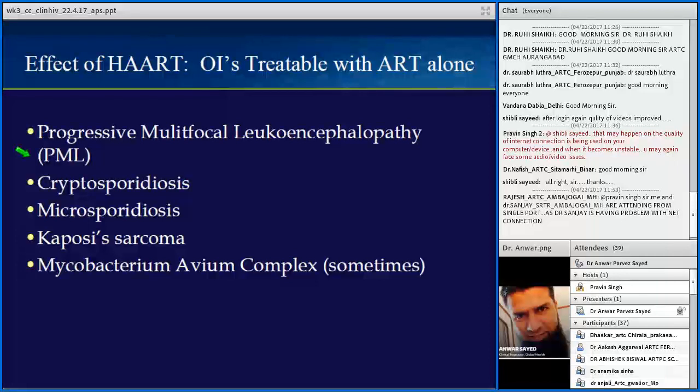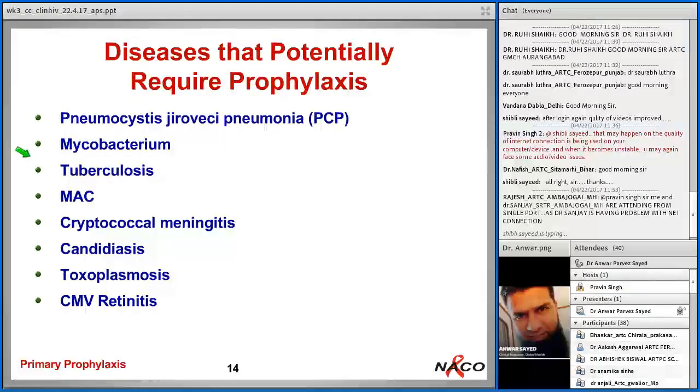Some of the OIs in advanced stage will not get cured, and patients will not return to a pre-OI stage ever. Like cryptosporidiosis, microsporidiosis, Kaposi sarcoma, and Mycobacterium avium intracellulare complex sometimes will fall under this category, though you have some specific treatment for that, like clarithromycin, ethambutol, rifabutin, and other things available for MAC.